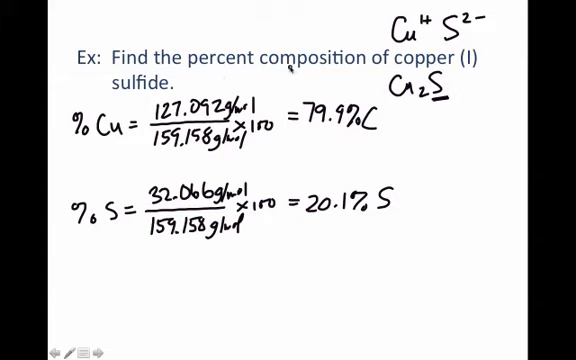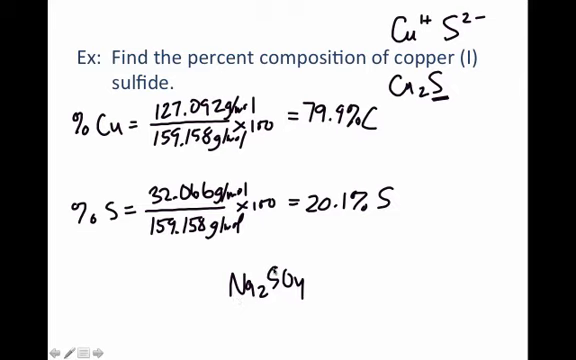It said percent composition. When it says percent composition, that's just kind of a blanket statement that says you have to do each element in the compound individually. So if we had the compound Na2SO4, we would do the percent sodium, the percent sulfur, the percent oxygen. So again, you're just doing the percent for each element that's in the compound individually.